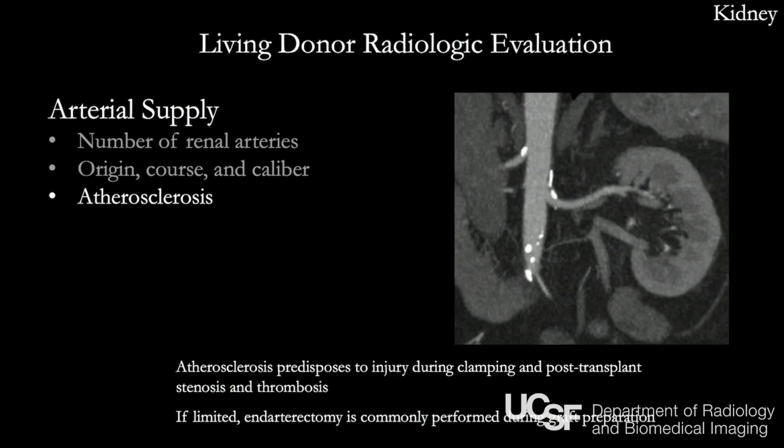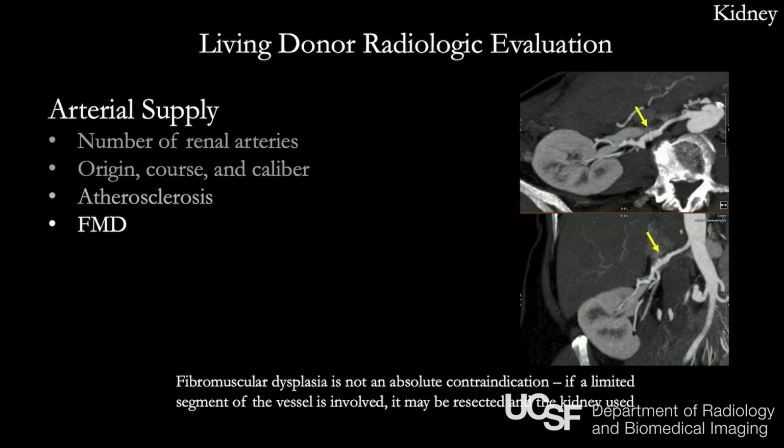Atherosclerosis. So the reason why you want to make note of atherosclerosis in the renal arteries, aside from its importance to the donor, is that atherosclerosis predisposes to injury during cross-clamping and post-transplant stenosis and thrombosis after implantation. So you want to make note of that. Sometimes a limited endarterectomy can be made if appropriate, but the surgeon should be aware.